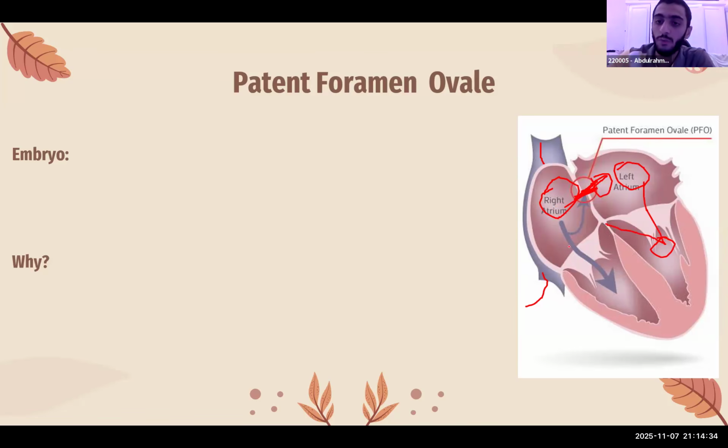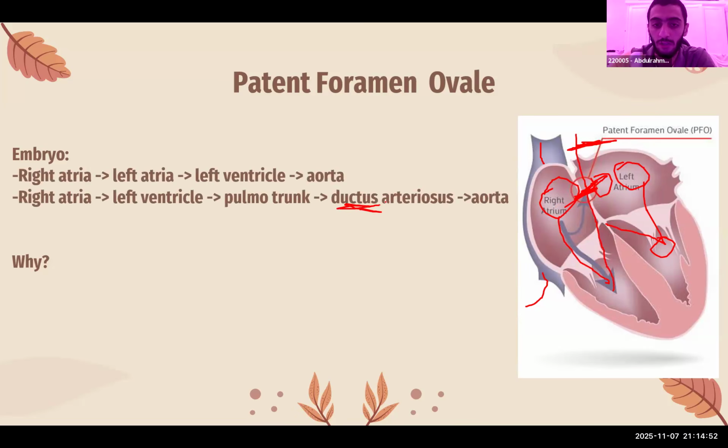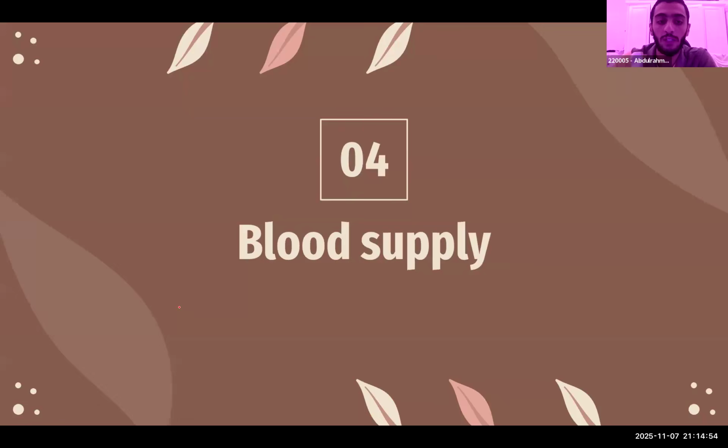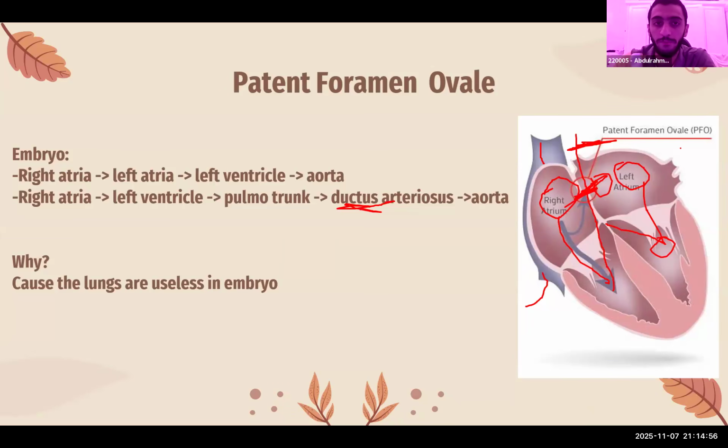Or some of the blood would flow down to the right ventricle, and then from the right ventricle to the pulmonary valves. But subhanallah, there's another connection between the pulmonary vessels and the aorta, so that once it reached the pulmonary vessels, instead of going to the lungs, it would go back to the aorta. And this is the ductus arteriosus. So why? Because the lungs are useless in embryology. Okay? So this is why we have a patent foramen ovale.